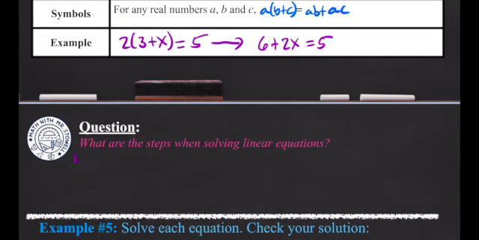Step number 1 is we are going to simplify each side. So if there are parentheses, let's go ahead and distribute those. If we have fractions, let's get rid of those fractions. If we have decimals, we can get rid of those decimals during this step. Simplify both sides so that it's a nice, easy look. Remember, this is for linear equations, not any others. So simplify.